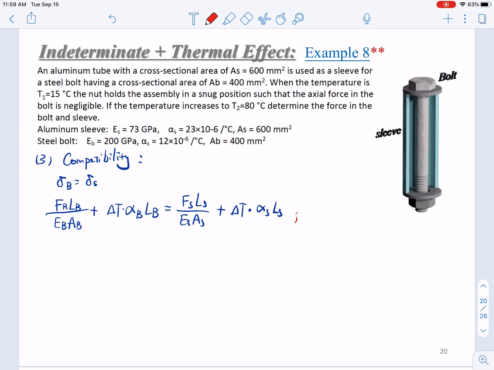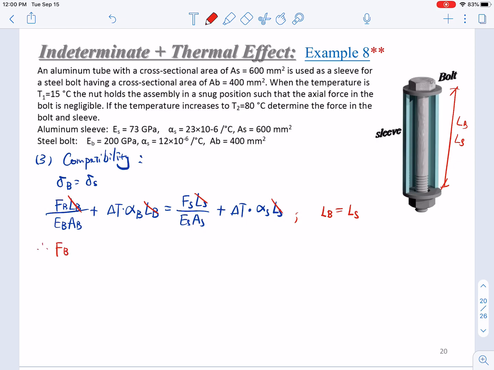Okay, this equation looks very long, but you should have realized that in these equations we have a constant actually, that is L. Because in this case, our LB equals LS. They have the same length. You can see that in this equation we have 4 terms, and in each term we have an LB or LS. So this L is gone.